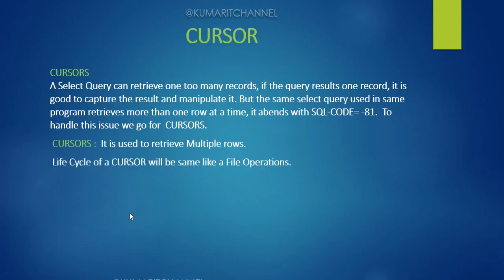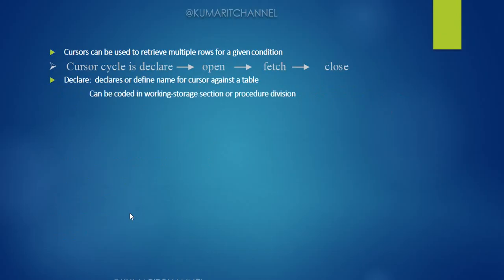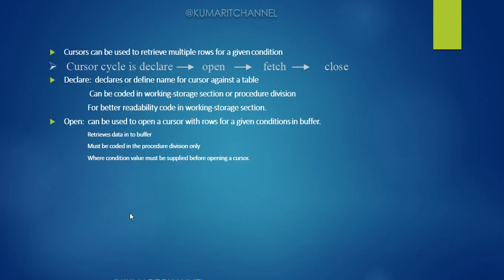The life cycle of a cursor is similar to file handling: declaration, open, fetch, close, all those things, right? So first we open a cursor, then we fetch from the cursor, then close the cursor. Declaring the cursor can be coded in the working storage section or the procedure division. For better readability, code it in the working storage section. Then open. Open is used to open a cursor with rows of the given conditions in a buffer. Retrieving the data into a buffer must be coded in the procedure division only, and the where condition value must be supplied before opening a cursor.